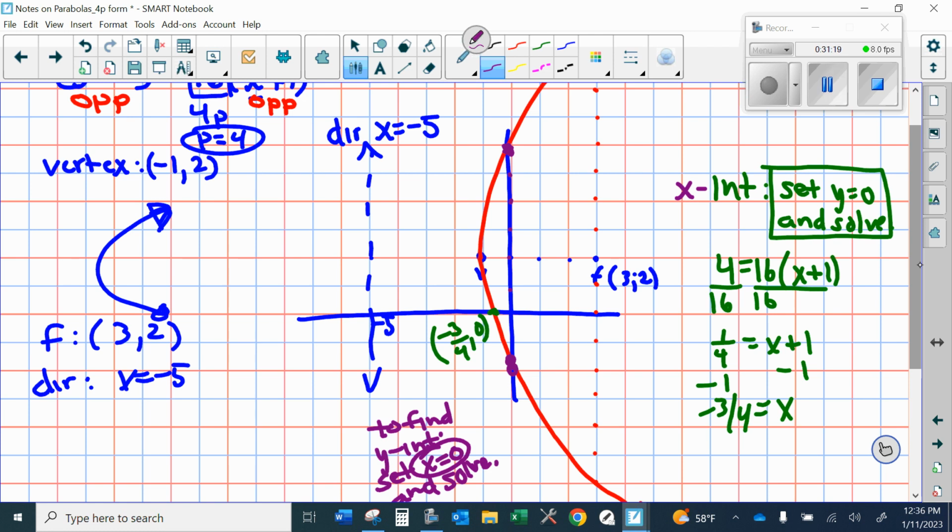I wanted to show you both ways in case they asked for the actual y-intercepts. Usually when they talk about the intercepts, it's usually x-intercepts, but just in case they were to ask you for the y-intercepts, now you know how to solve for those. Set x equal to 0. Okay, so now you've covered everything that you need to know about parabolas in this form, both with the vertex at 0 and the vertex not at the origin.